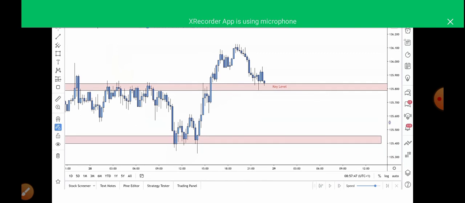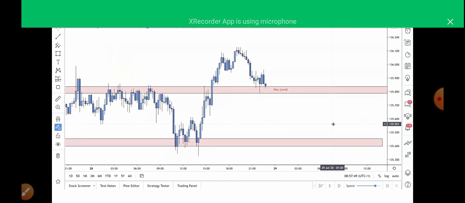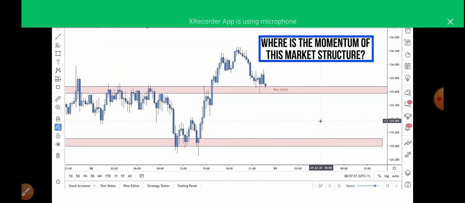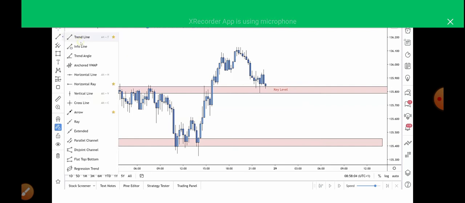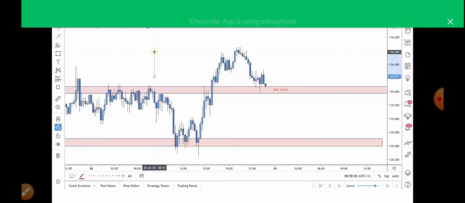Our final time frame, I want to ask you before I tell you, where is the momentum of this market structure? Think about it. If you tell me up, you were wrong. The momentum of this market structure is down. We are looking for buys only. Make sure you know that. We are looking for buys only. So when we're looking for buys, we are looking for buys in an uptrend, not in a downtrend.